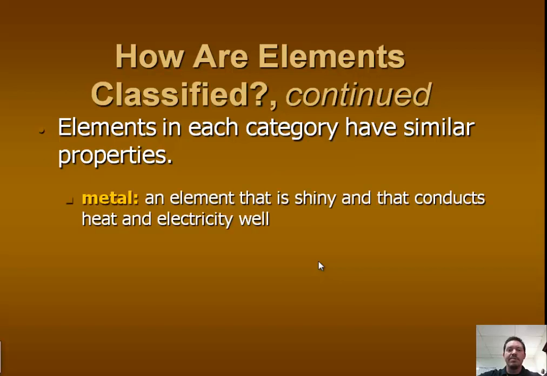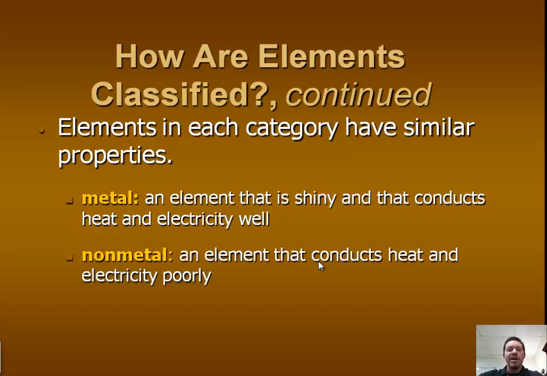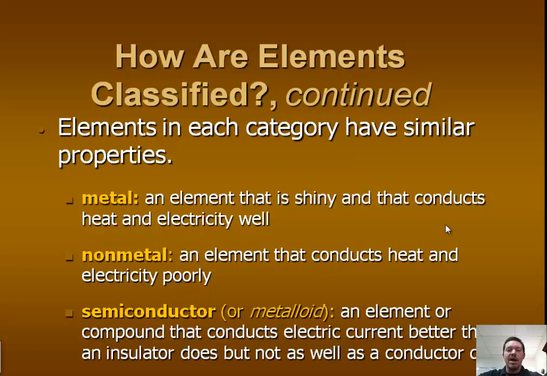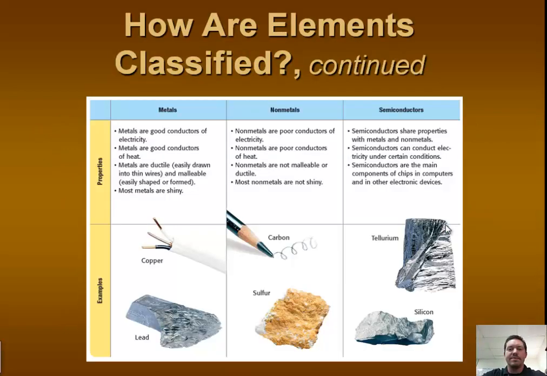So metals: an element that is shiny and conducts heat and electricity well is referred to as a metal. A non-metal is an element that conducts heat and electricity poorly. And a semiconductor or metalloid is an element or compound that kind of does both. It conducts electrical current better than an insulator does, but not as well as a conductor. We've got some examples of each of those on this next slide.